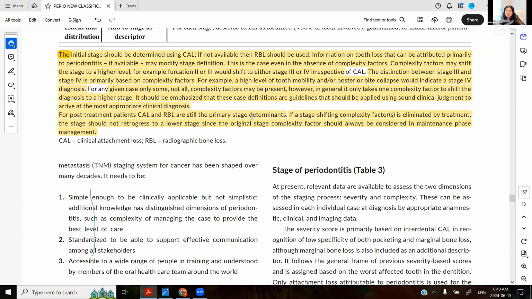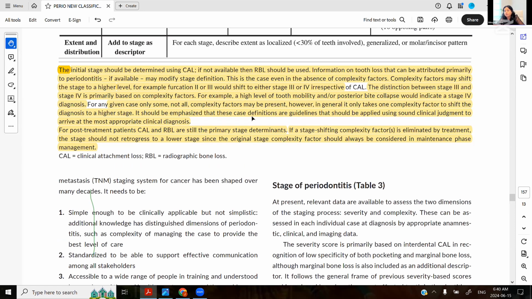Initial stage should be determined using clinical attachment loss. That's what we are doing. If not available, then the bone loss is observed. In ideal situations, you should do both, right? But for the initial investigation, if the information gathering cluster question asks what would you do first, then the attachment loss is established first with the probing depths. Is that correct? That's what we also learned in the full periodontal charting in yesterday's class. Perfect. If not available, then the RBL, the radiographic bone loss, should be used.